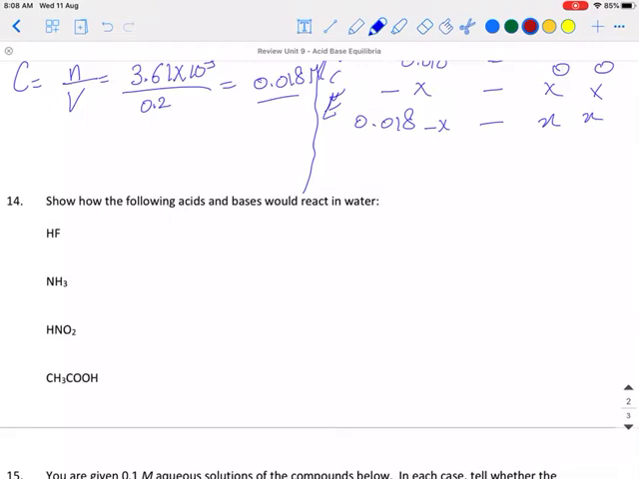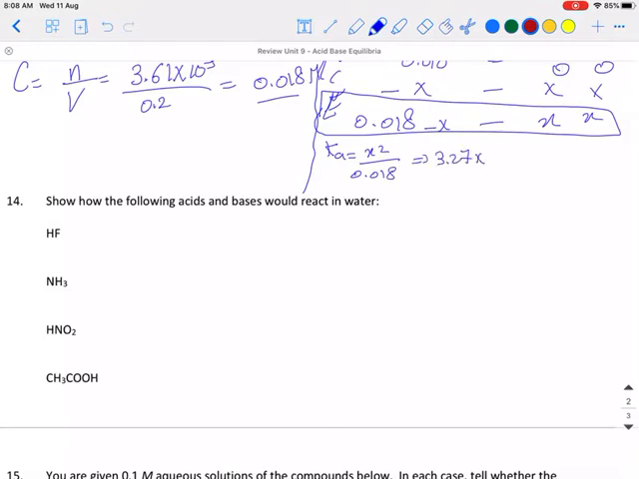Like this I will be able to calculate x by taking the equilibrium stage and writing the equilibrium constant, which is x squared over 0.018. Ka is given to us as 3.27 times 10 negative 4, which is x squared over 0.018 minus x. Here we can neglect x for the ease of calculation based on the fact that Ka is small.